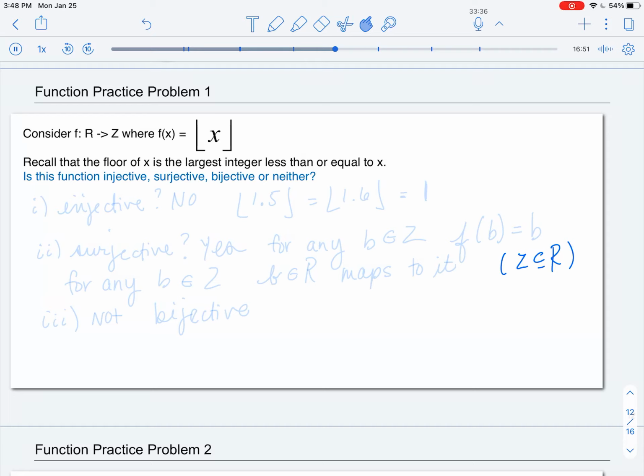In this video, we'll review some practice problems identifying whether functions are injective, surjective, bijective, or neither. So for the first problem, we have our function, which is the floor function. We take a real number, that's the domain, the reals, and the codomain is the integers. The floor function takes the number x and maps it to the largest integer less than or equal to x. So the first question is, is it an injective function?